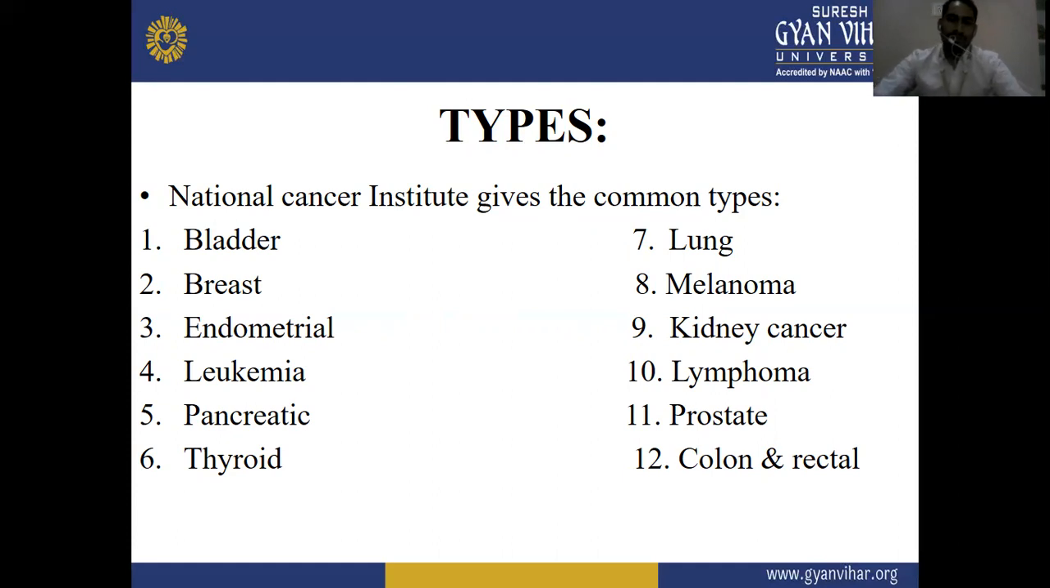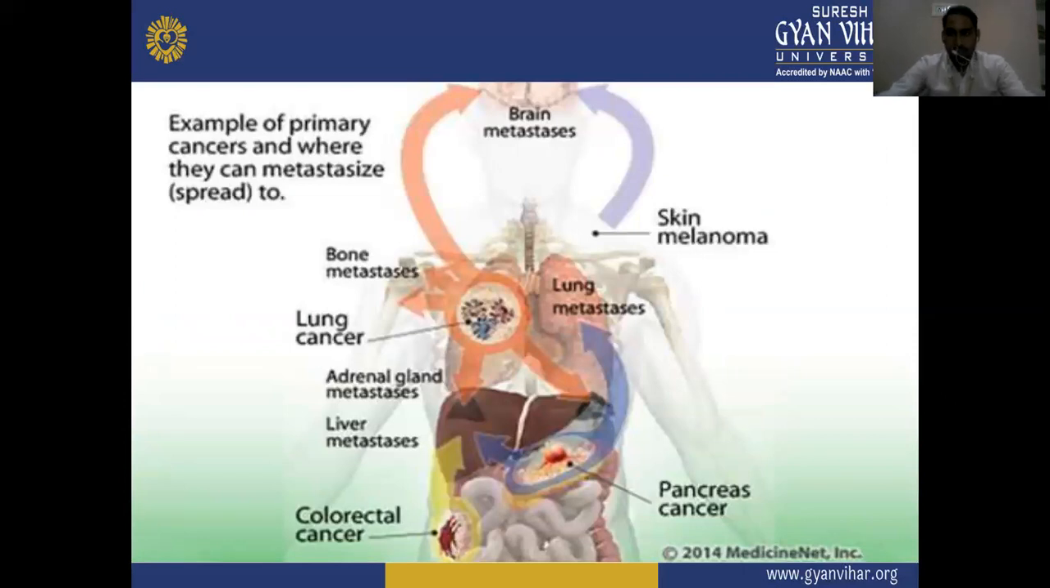This is brain metastasis, this is skin melanoma, this is lung metastasis, and this is pancreatic cancer. This is an example of primary cancers and where they can metastasize, spreading through deoxygenated blood, including bone metastasis, lung cancer, adrenal gland metastasis, and liver metastasis. And this is colorectal cancer. Colorectal cancer metastasis is the spread to other sites in the body.